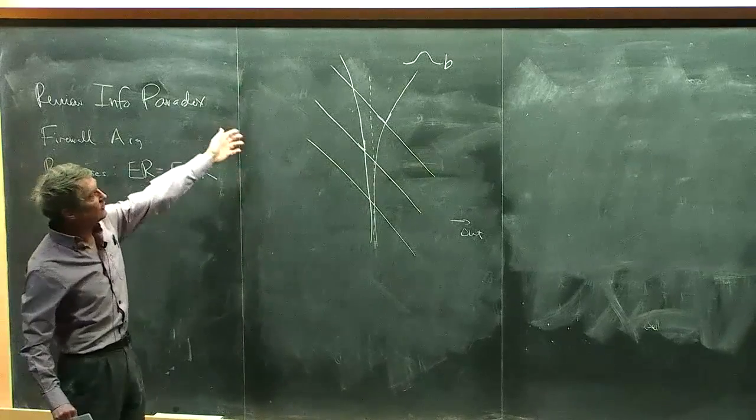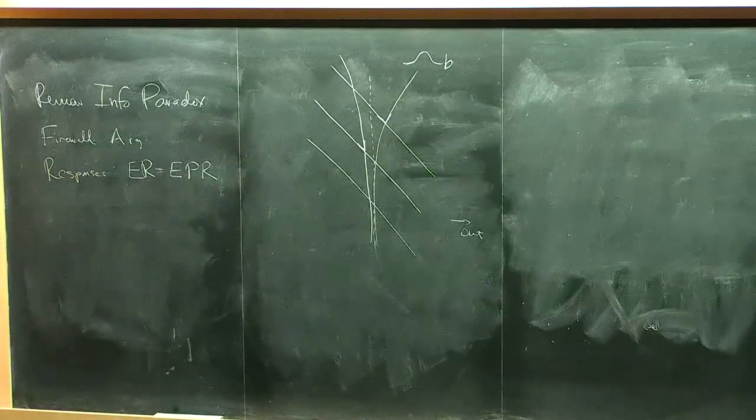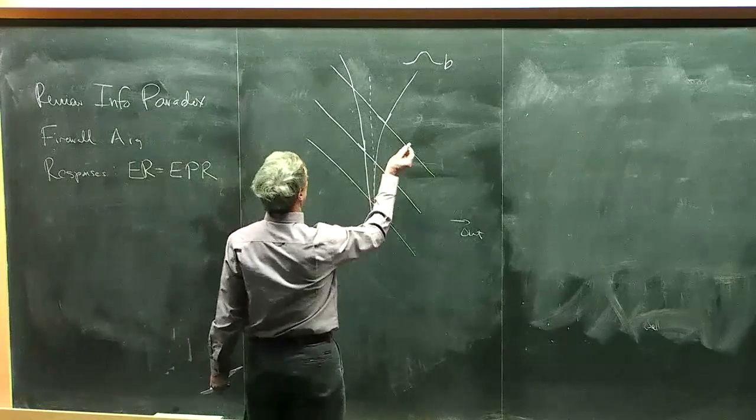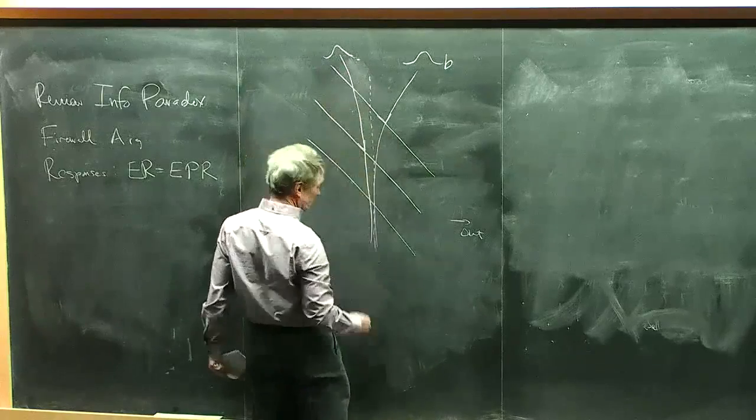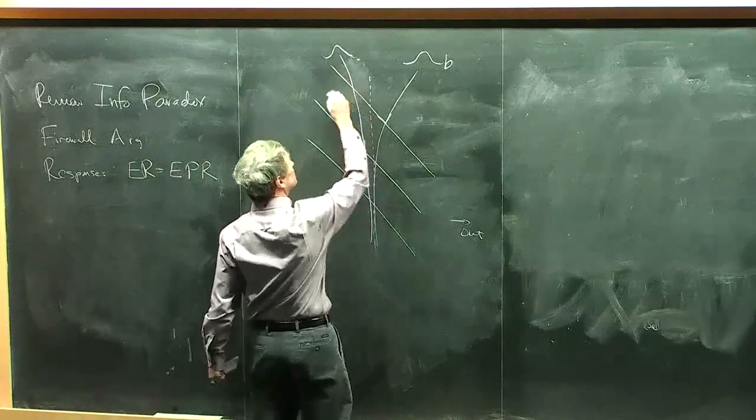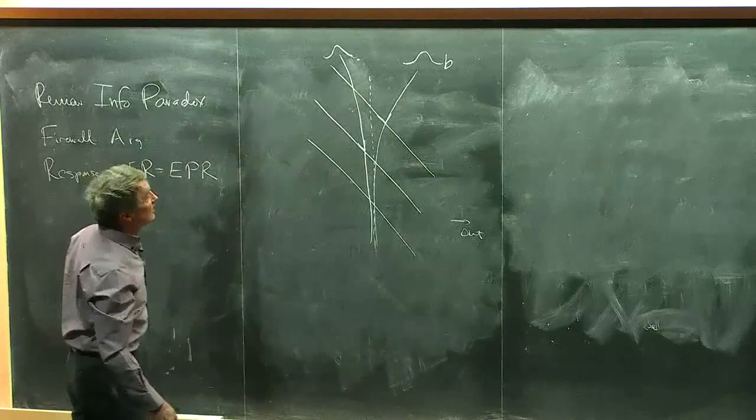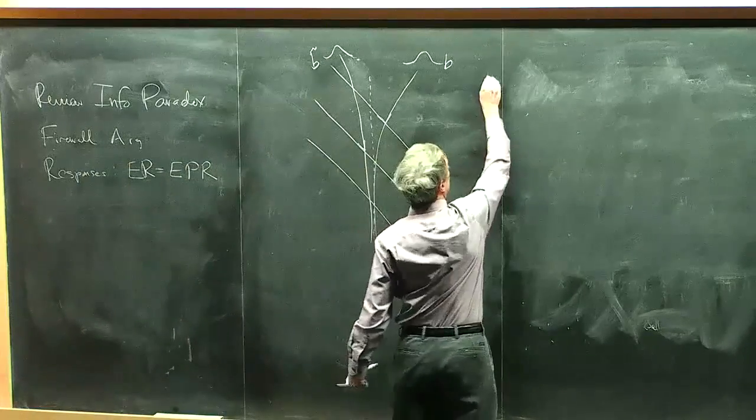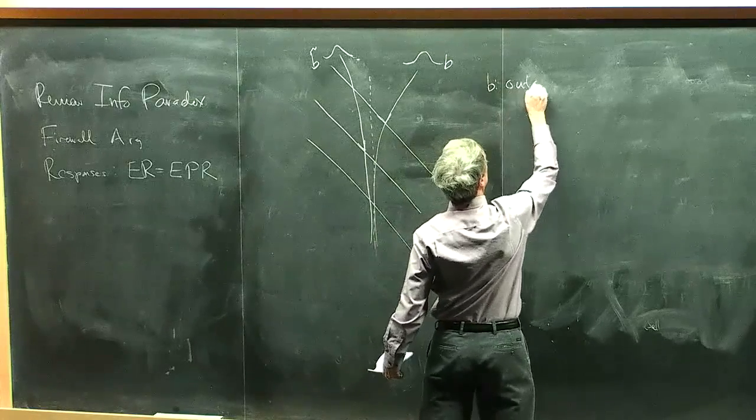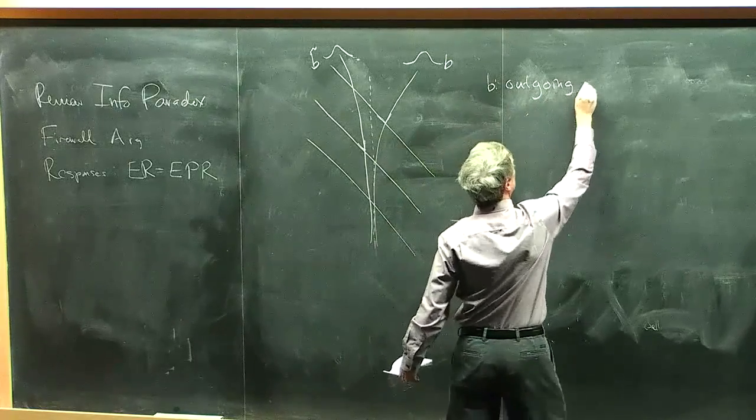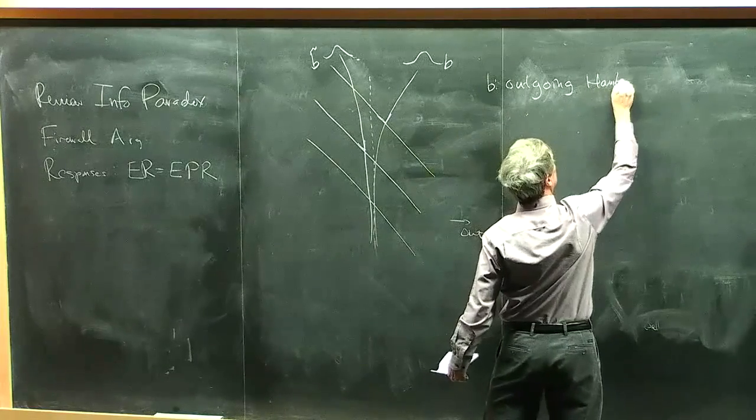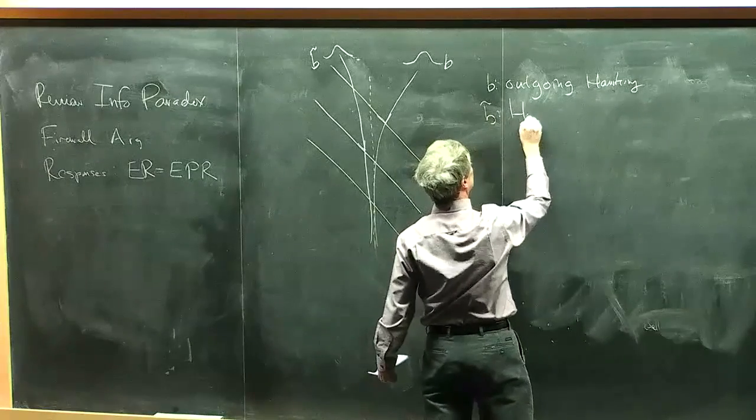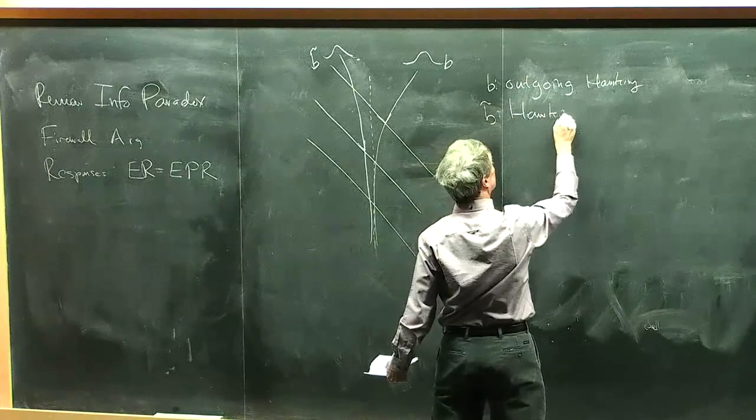And so if we want to quantize a field in this geometry, we would need a second set of modes that live inside. And so this is associated with that, it's roughly centered on that geodesic, and I'll call those B tilde. So B is an outgoing Hawking mode. B tilde is called a Hawking partner.